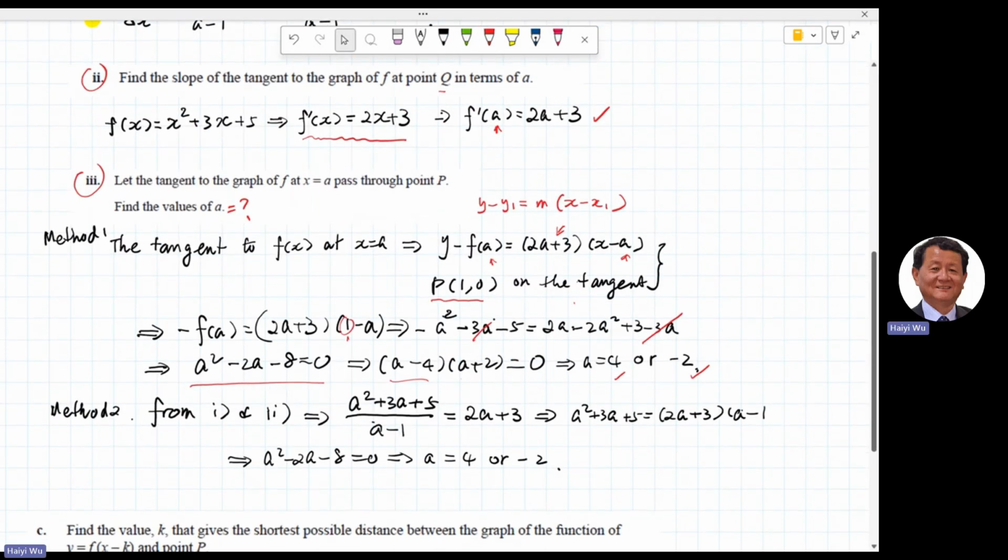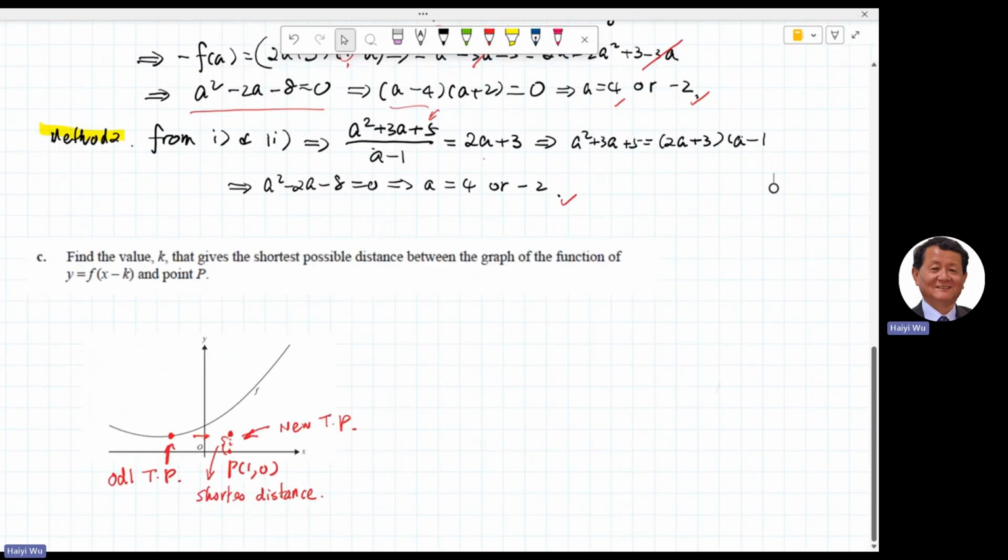So we got two answers. Or you can use questions 1 and 2: the gradient of the tangent at a is given by question 1, and question 2 is 2a plus 3. Set those equal and solve the same equation, so we got the same answer. So there are two methods to solve that. These are the two solutions for a. Now the last question is very interesting. I haven't solved it before. I'm going to show you how to do this.